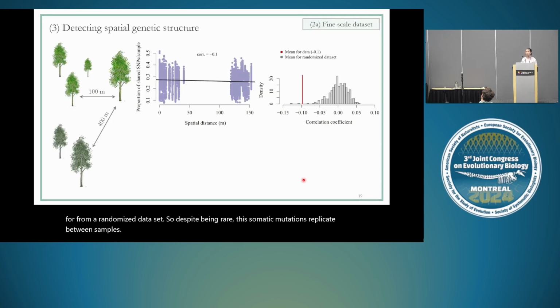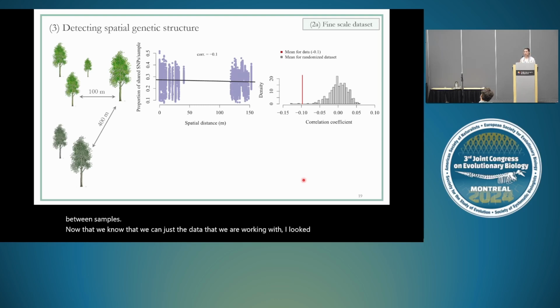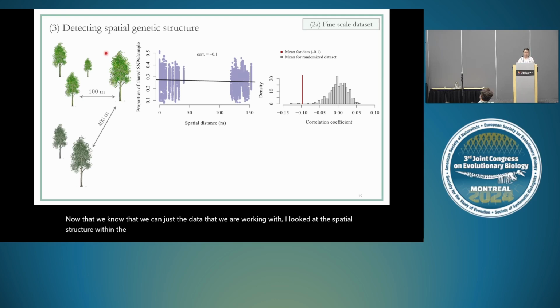Now that we know that we can trust the data that we're working with, I looked at the spatial structure within the clone. Because the tree expands by the root, you would expect trees that are closer in space to also be closely genetically related. So we looked at the relationship between the genetic distance and the spatial distance.